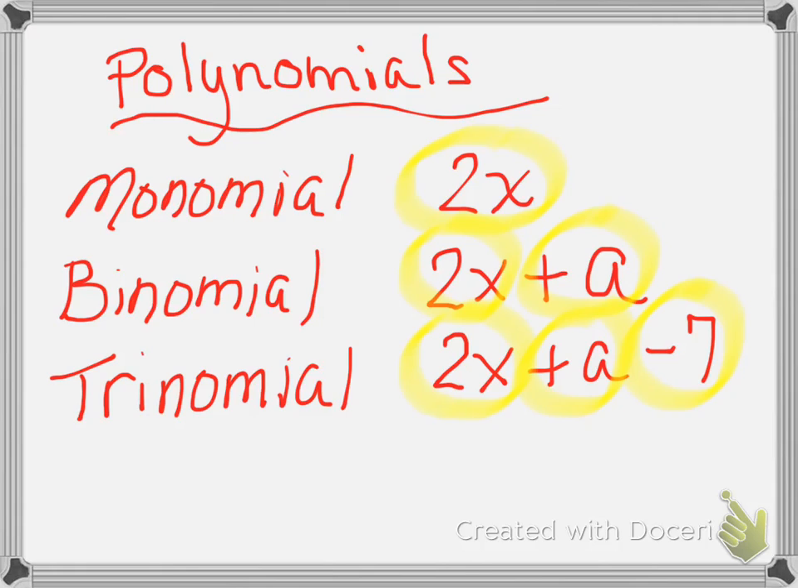Monomial, mono meaning 1, so there's 1 term, 2x. Binomial meaning 2, so there's 2x and plus a. Notice that I circled the plus with the a. It's always a sign that's in front of the number. So for example, in the trinomial, I circled the minus with the 7. It doesn't go with the a, it goes with the 7. It's always a sign that's in front. This front one doesn't have a sign, and that automatically means that you're to understand that it's really a positive.